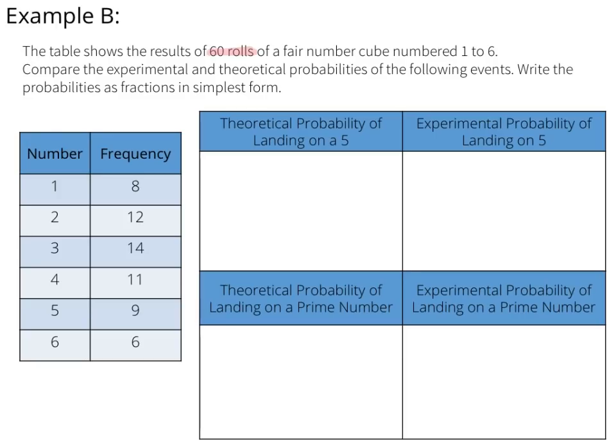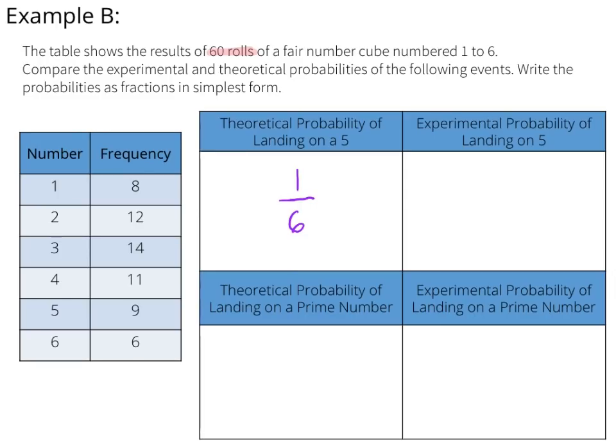So we're going to talk about the theoretical probability of landing on 5 and the experimental probability of landing on 5. So our theoretical probability of landing on 5, if we're taking a look at a fair number cube labeled 1 to 6, there's only one 5, and that is out of 6 sides of our number cube. So that's our theoretical probability, 1 out of 6.